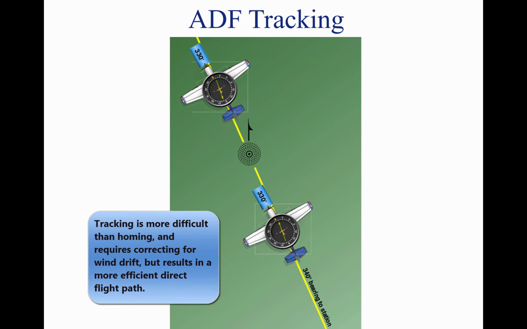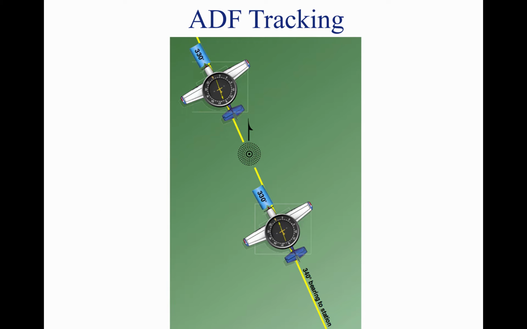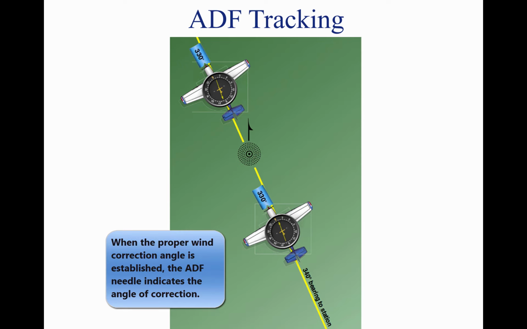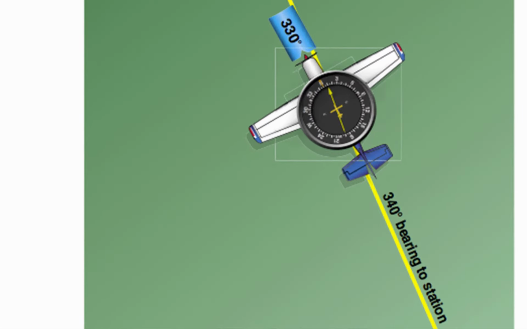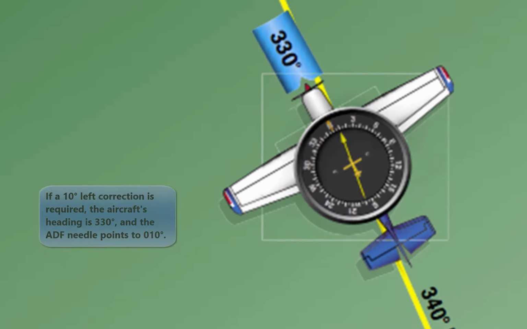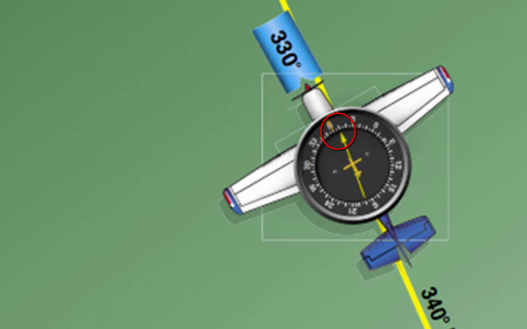Tracking to the station requires correcting for wind drift and results in maintaining flight along a straight track or bearing to the station. When the wind drift correction is established, the ADF needle indicates the amount of correction to the right or left. For instance, if the magnetic bearing to the station is 340 degrees, a correction for a left crosswind would result in a magnetic heading of 330 degrees, and the ADF needle would indicate 10 degrees to the right, or a relative bearing of 010 degrees.